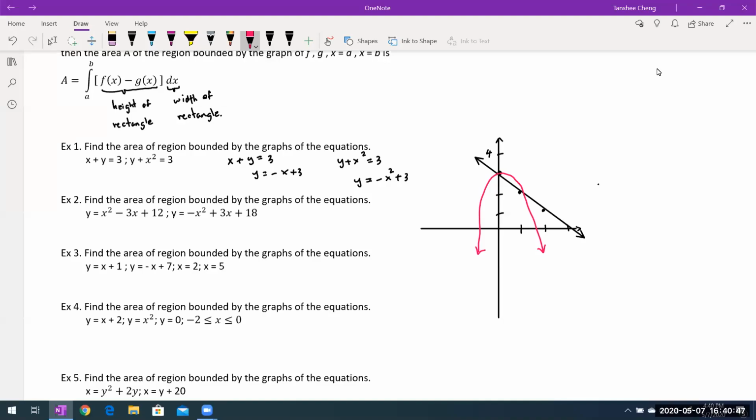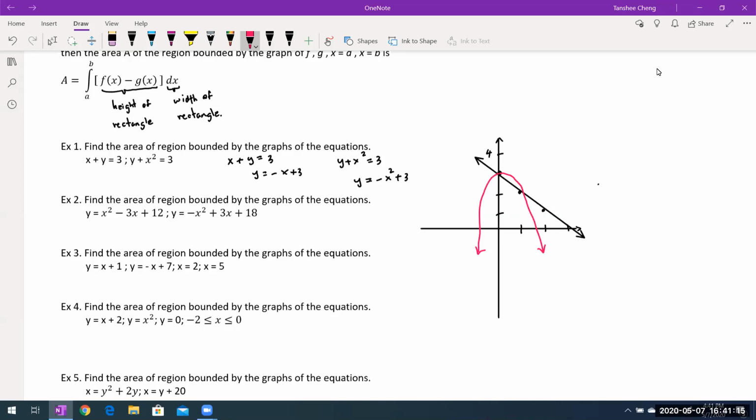So after drawing my line y equals negative x minus 3 and then y equals negative x squared plus 3, we got a line and parabola intersecting at 0 and 1. And that helps us to see here's the region bounded by the graph of these two equations. And what we are interested in is finding the area of this region.